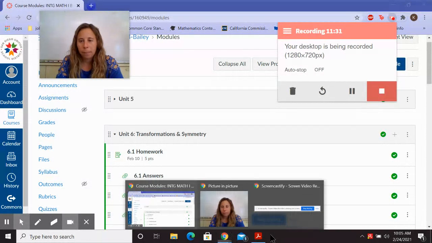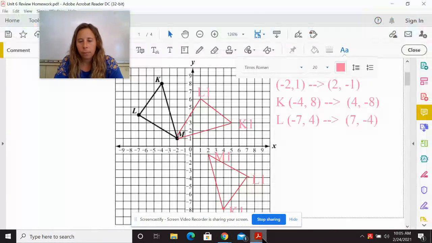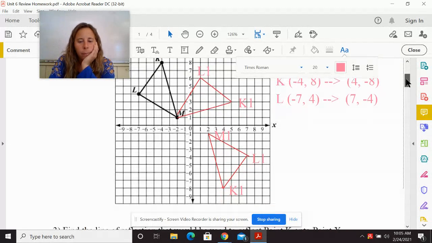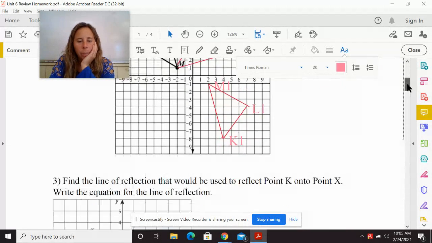Okay. There it is. Rotated 180 degrees about the origin. Okay, so we are finished with number 1 and number 2.